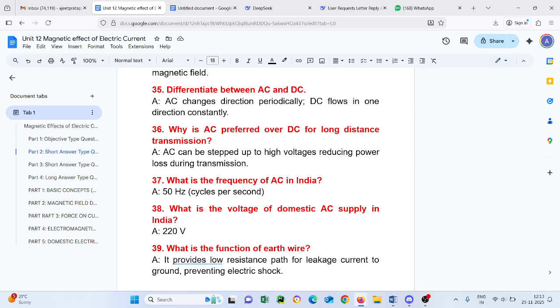What is the voltage of domestic AC supply in India? 220 volts. What is the function of the earth wire? It provides a low resistance path for leakage current to the ground, preventing electric shocks.